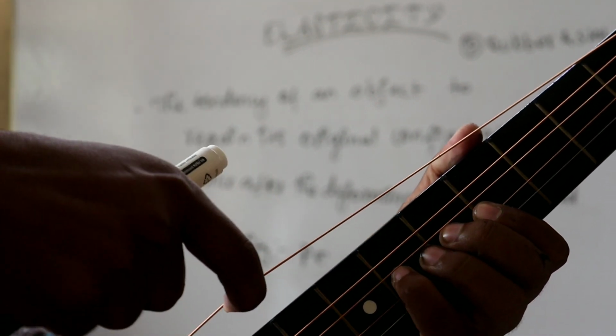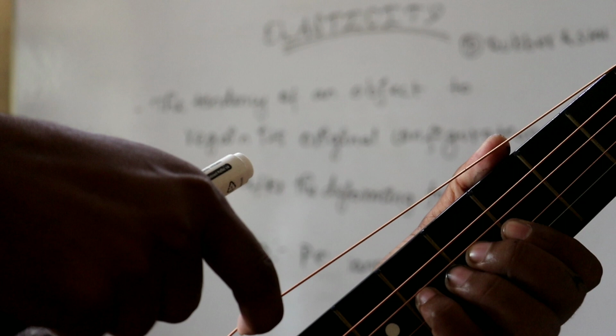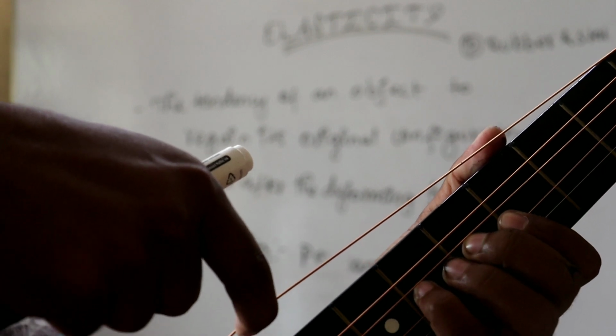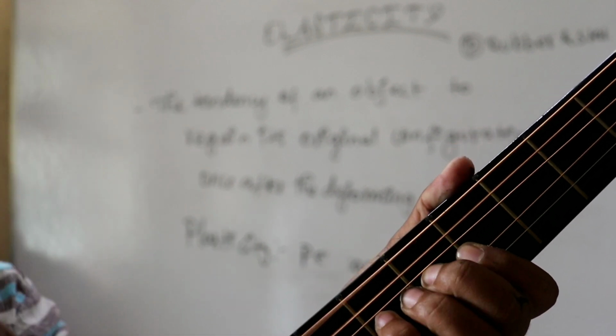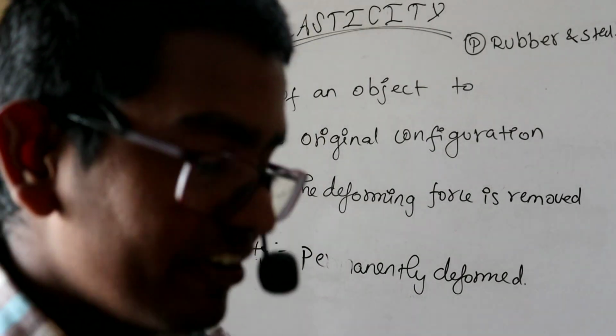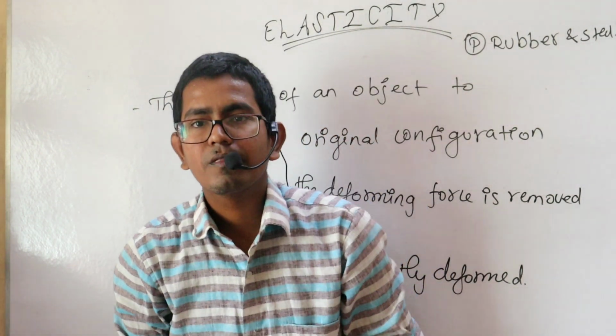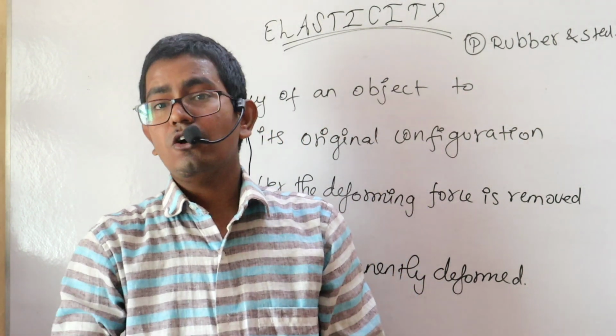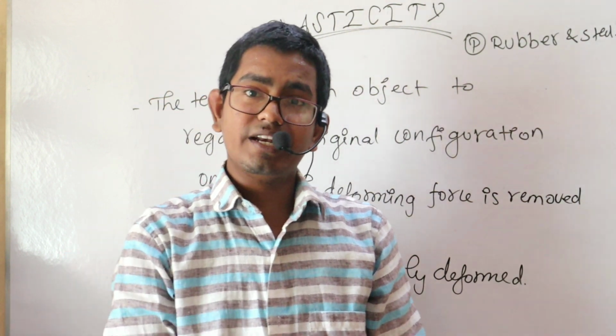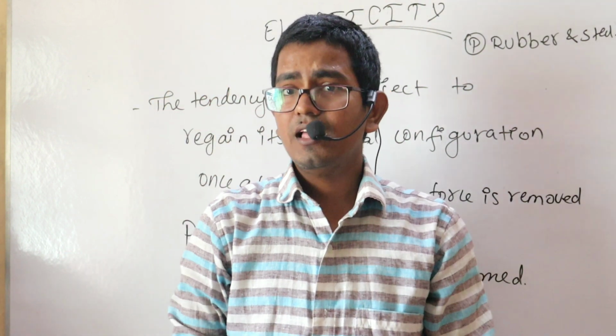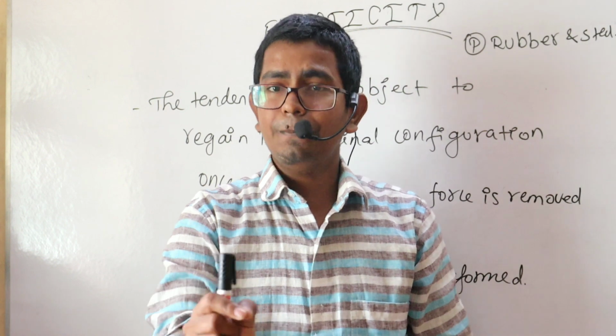You can see, I'm once again deforming the steel, and this steel alloy goes to its original position so fast. That means the steel has more elastic property than the rubber, and it has now been proved. I don't have a speed machine to calculate how fast it is going. I'm just showing you a simple experiment.